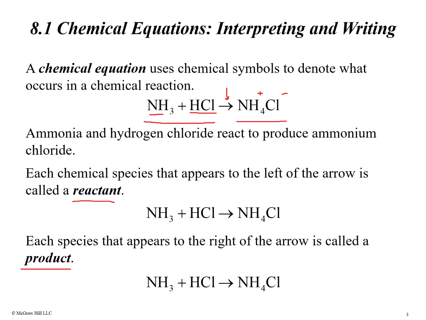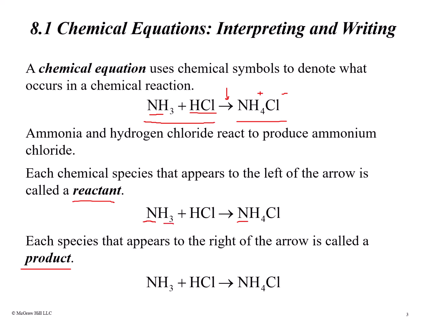When we talk about chapter 8, it really goes back to chapter 1, where Dalton said matter cannot be created or destroyed in a chemical reaction. So what we look for in a balanced chemical equation is, if I have 1 mole of nitrogen on the reactant side, I better have 1 mole of nitrogen on the product side.